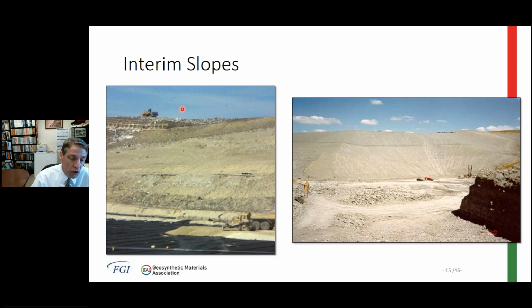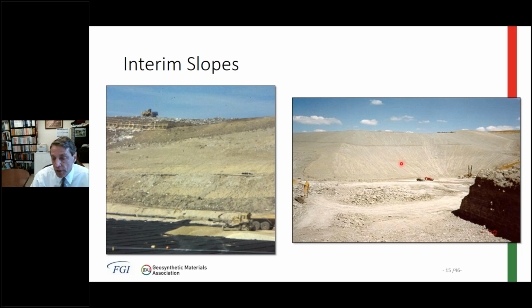And the interim slope is important because generally you have to cut the toe or excavate at the toe to attach the geosynthetics for the expansion, and then of course filling continues at the top. So this is the 2 problems for an interim slope. You excavate the toe and load the top.